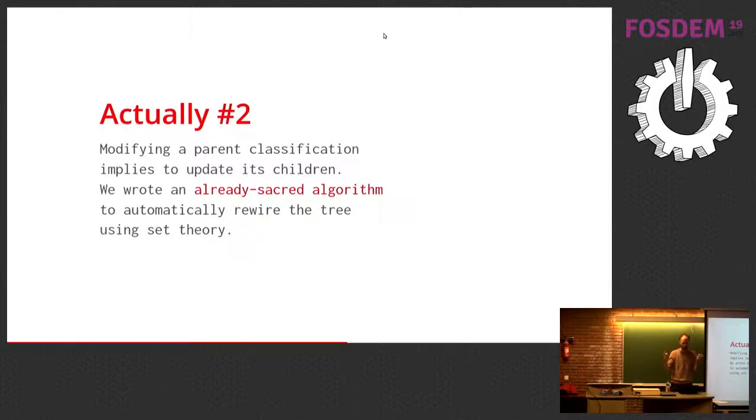Modifying a parent classification implies updating its children. I have a tree of classification, so if I modify the root, everything underneath it has to be rewired, because I can have new nodes, new names. I can change the names. It's a mess. So together with Guillaume, we wrote an arcane algorithm, which would be really difficult to explain, so I will not. This algorithm has been designed to automatically rewire the tree using set theory. Yes. Voilà.